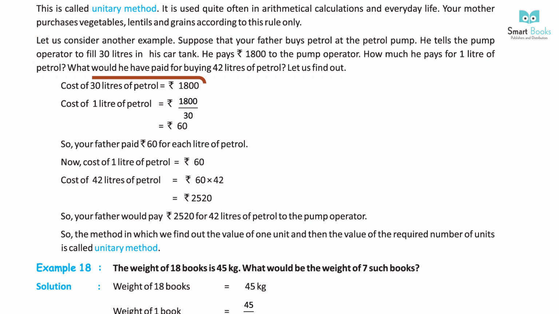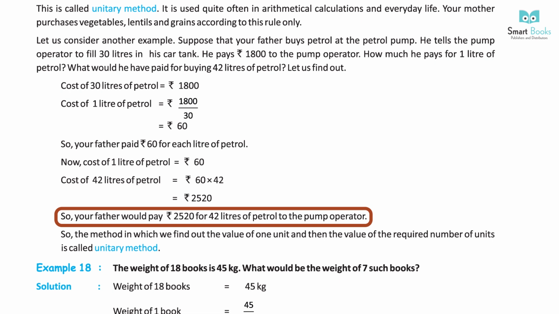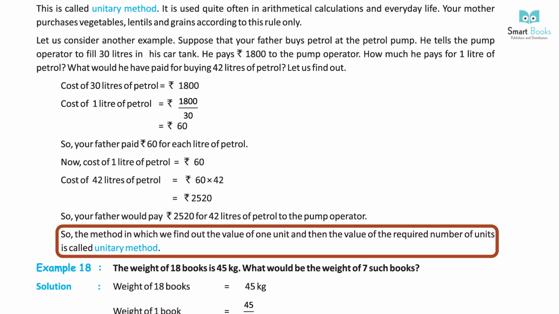Let us find out. Cost of 30 liters of petrol equals rupees 1800. Cost of 1 liter of petrol equals rupees 1800 upon 30 equals rupees 60. So, your father paid rupees 60 for each liter of petrol. Cost of 42 liters of petrol equals rupees 60 into 42 equals rupees 2520. So, your father would pay rupees 2520 for 42 liters of petrol. The method in which we find out the value of 1 unit and then the value of the required number of units is called unitary method.